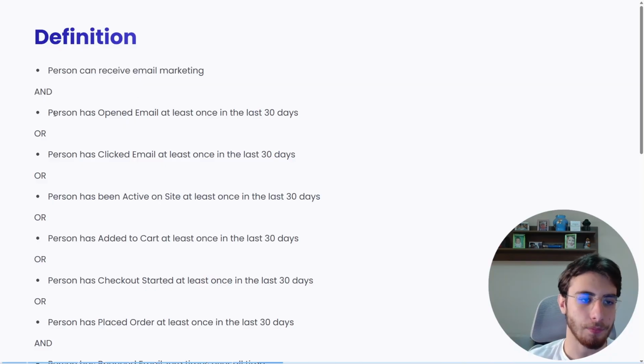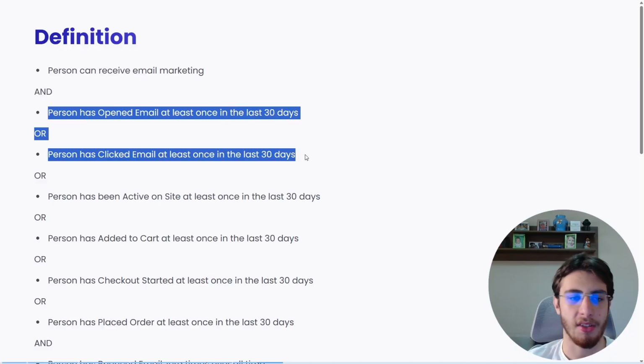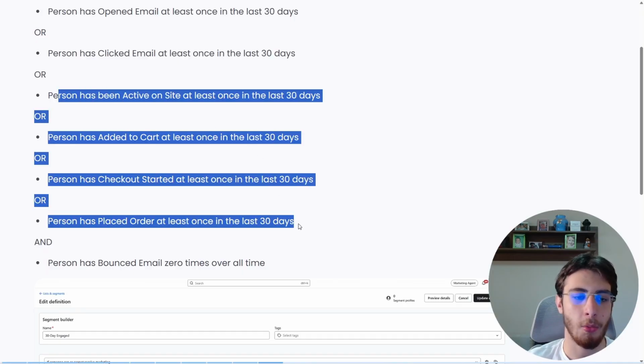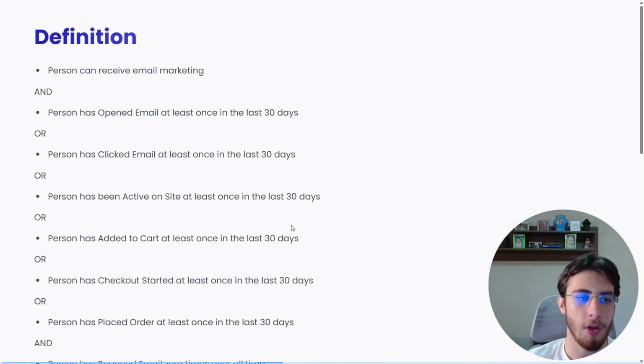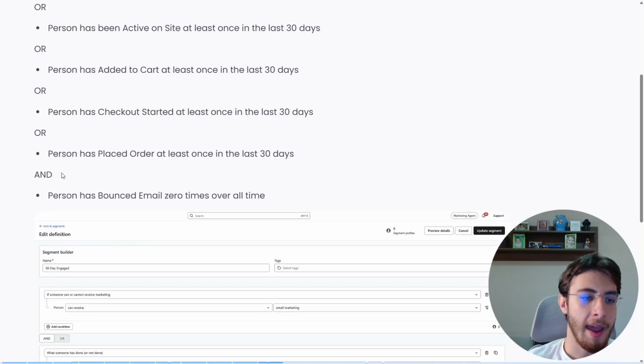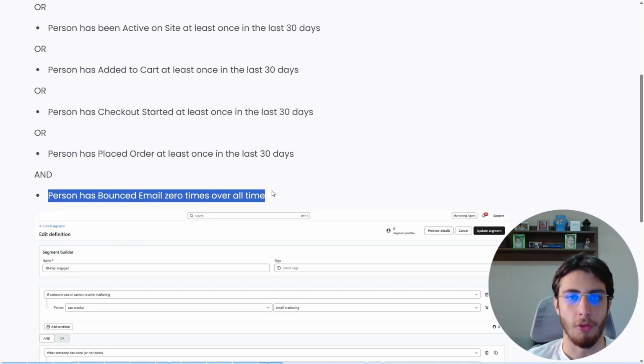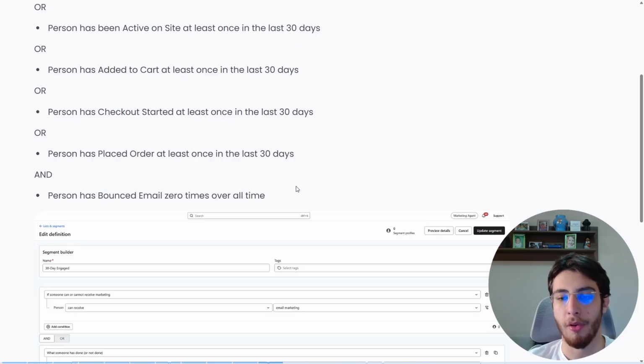And we want people who interacted with your emails at least once in the last 30 days, or people who have been interacting with your store in the last 30 days. It doesn't really matter which one you get. Those are all engaged customers. And we don't want people who bounced email anytime, because those people are going to ruin your deliverability.